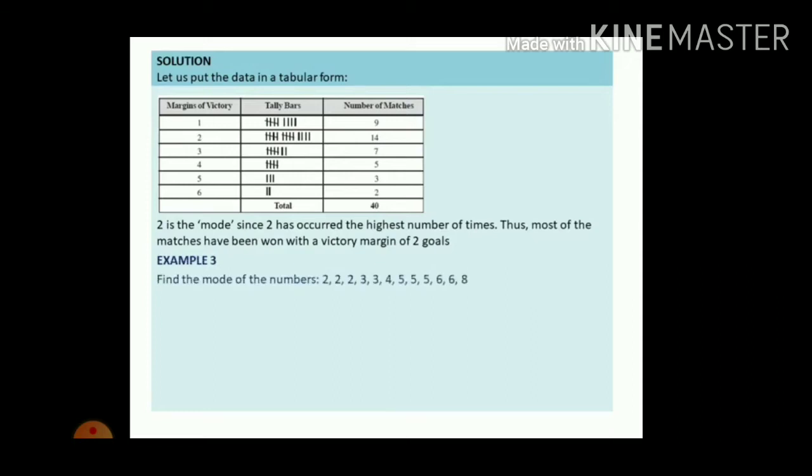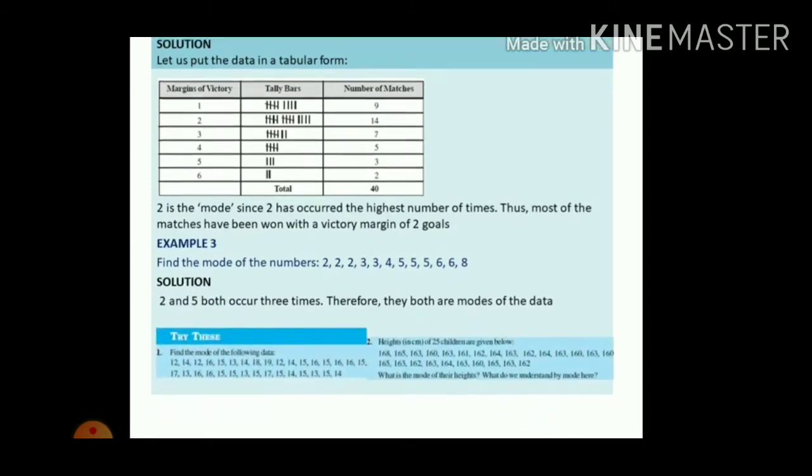Now let us take another example. So we have this data and we have to find the mode of this data. We will observe that 2 and 5 are repeating the same number of times, that is 3. So 2 is repeating 3 times and 5 is repeating 3 times. So in this case, both 2 and 5 have occurred 3 times. So both are the mode of that data.